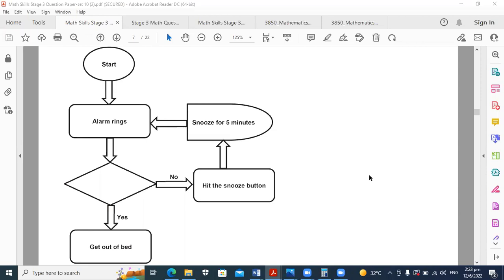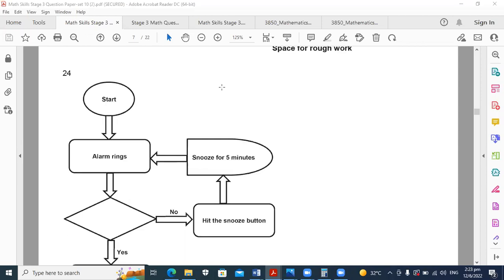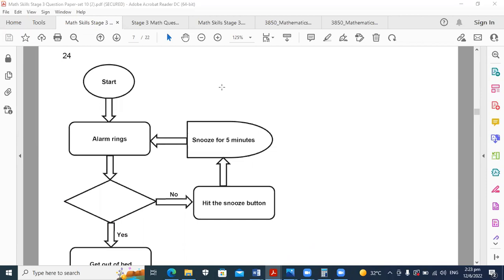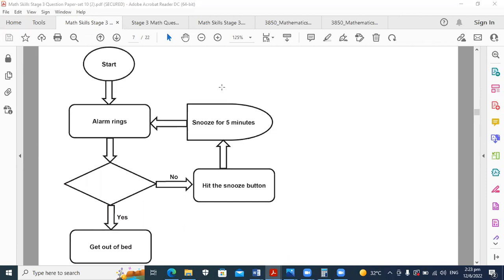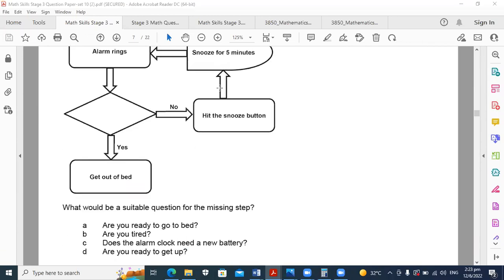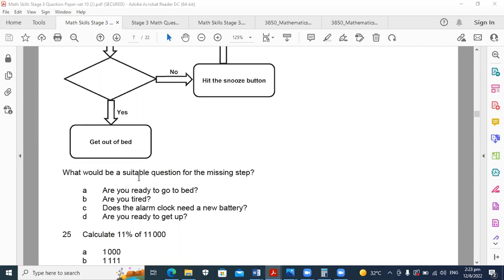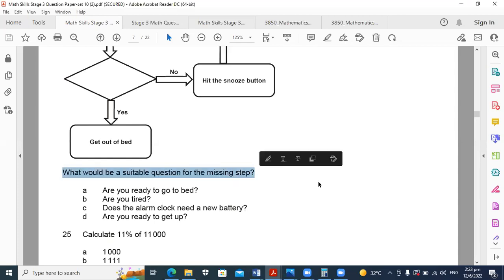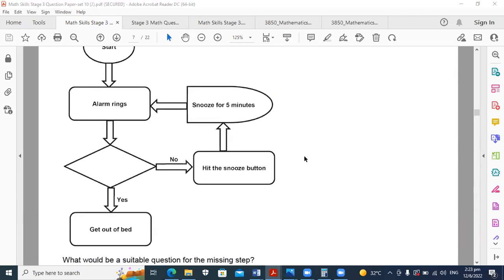So we're gonna look at some flow charts. If you look at question 24, we have a flow chart. Let's read the question. It says, before we go to the flow chart, what would be a suitable question for the missing step? So basically the step would be right here. That's what they're talking about.